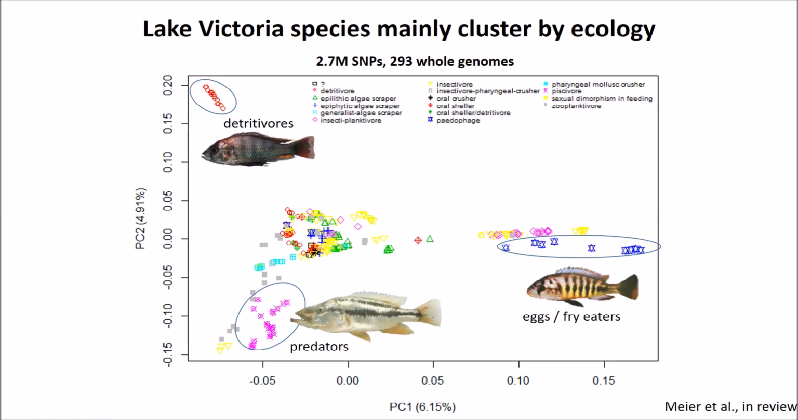If we make a PCA of, in this case, 293 genomes, we see that they mostly cluster by ecology. So here the different symbols and colors are showing us the different ecology. Here we have multiple species of egg and fry eaters that all go together. All the different predator species go together. And here's a clade of detritivores. So we see that the ecologically similar species are also genomically similar and perhaps closely related to each other.